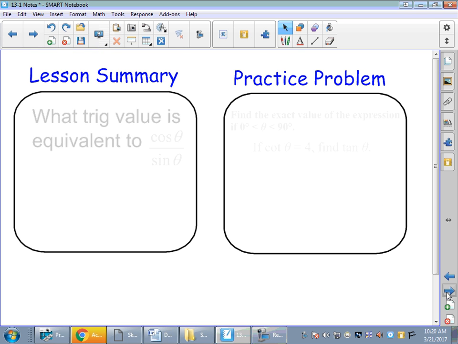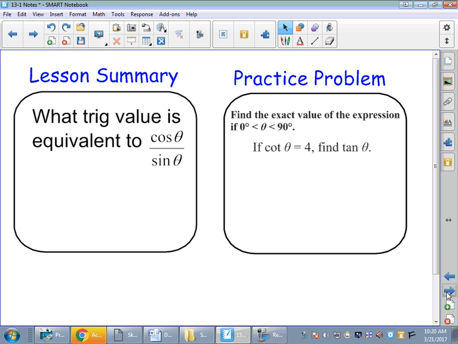So good luck. What trig value is equivalent to cosine over sine? And then find the exact value of that particular approach. So try to go through the entire process.